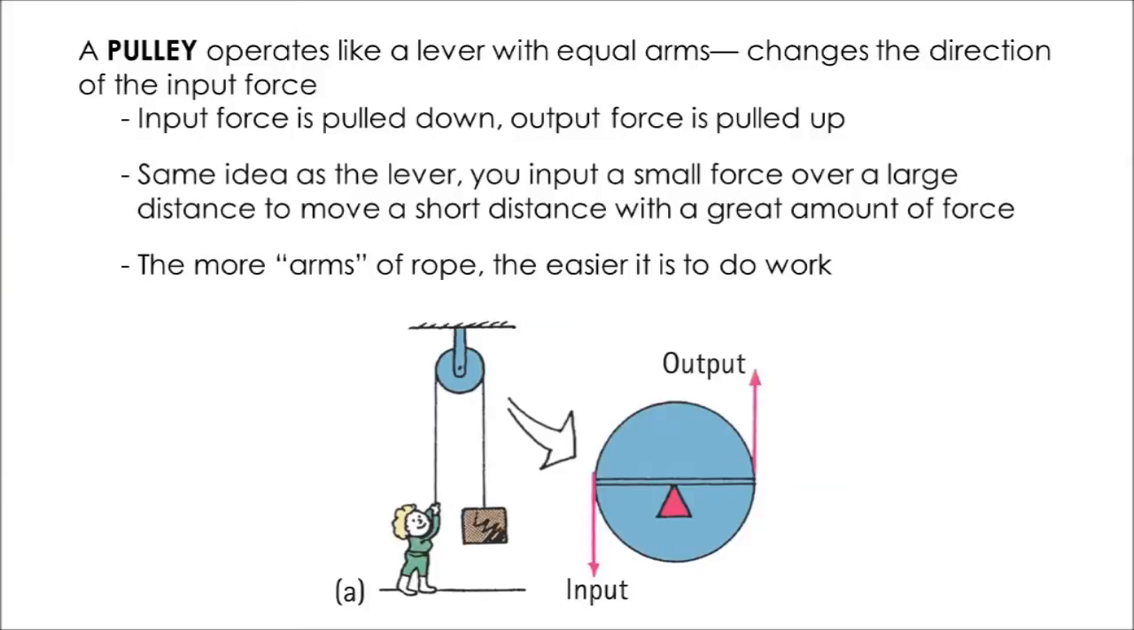A pulley is a simple machine just like a lever. As I said, what makes a pulley interesting is that it changes the direction of the force. So as your input force on the rope is downwards, the output force on the object is upwards. Of course, it wouldn't be a simple machine unless it made work easier. So if it is a standard pulley with 2 arms, the work would be twice as easy. If there were 3 arms of rope, it would be 3 times as easy, and so on.